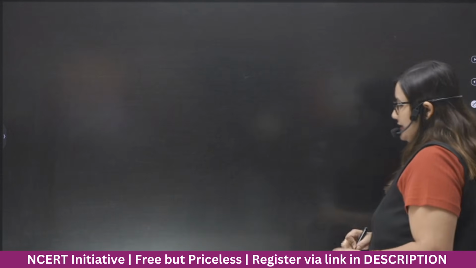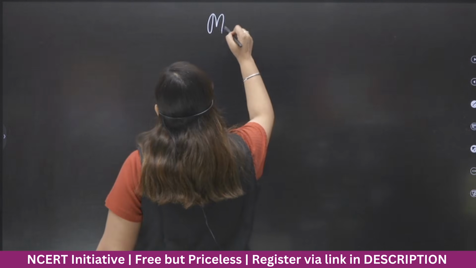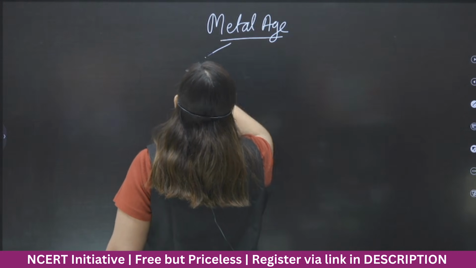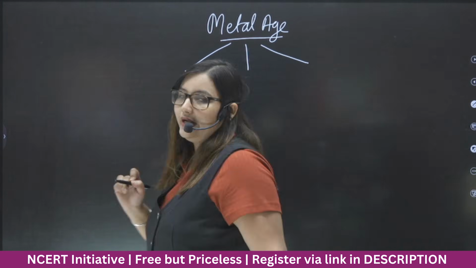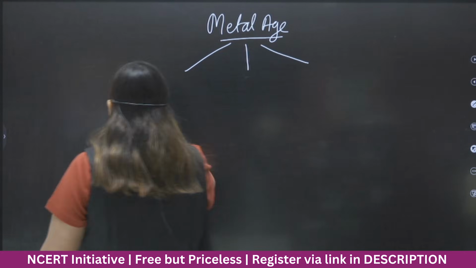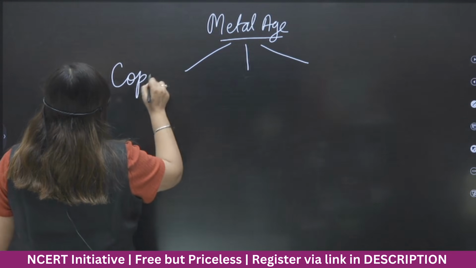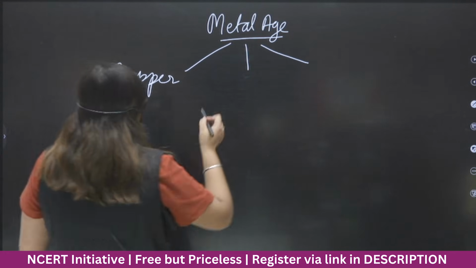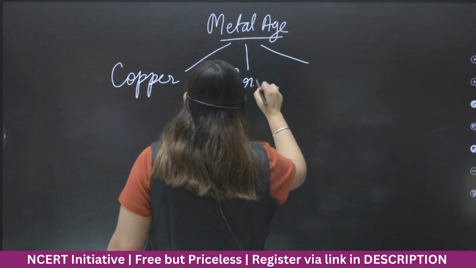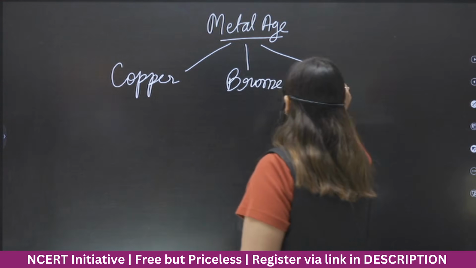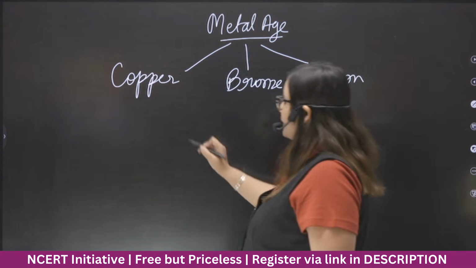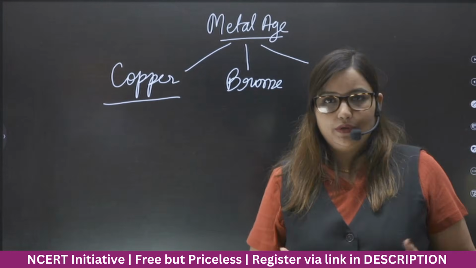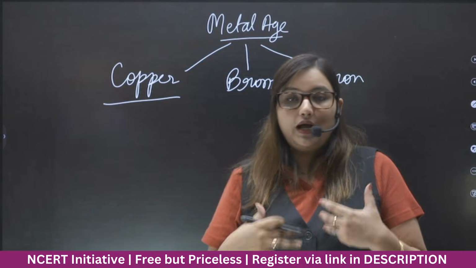Now let's discuss the metal age. As I told you, we had three types of metal. First, we discovered copper, right? So we had copper, then we discovered bronze, then we discovered iron, right? So in copper, initially when we got the copper, we were not clear how we would use it.